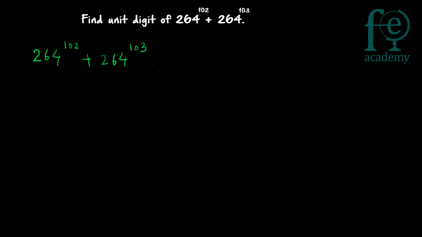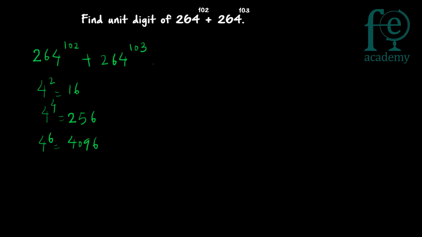So here 4 raised to 102, you need to consider only the unit digit. Your answer will depend on the unit digit only. So 4 raised to 102. What is the peculiarity of 4? If we can see, 4 squared is equal to 16, then 4 raised to 4 is equal to 256, and similarly 4 raised to 6 is equal to 4096, and it goes on. So any even power of 4 ends in 6.